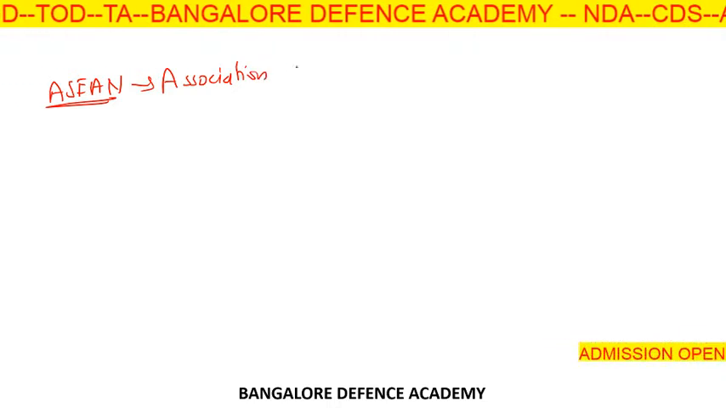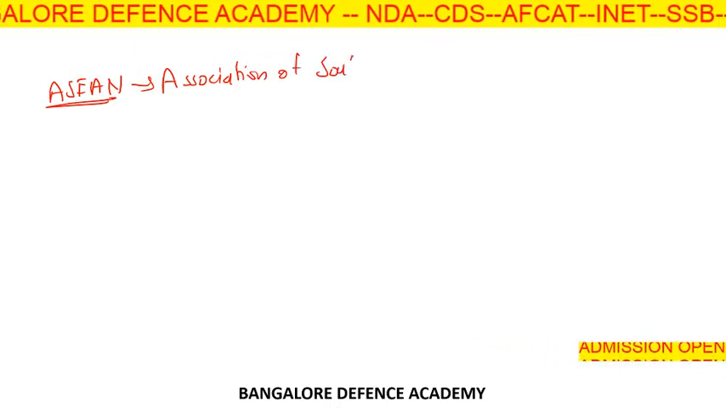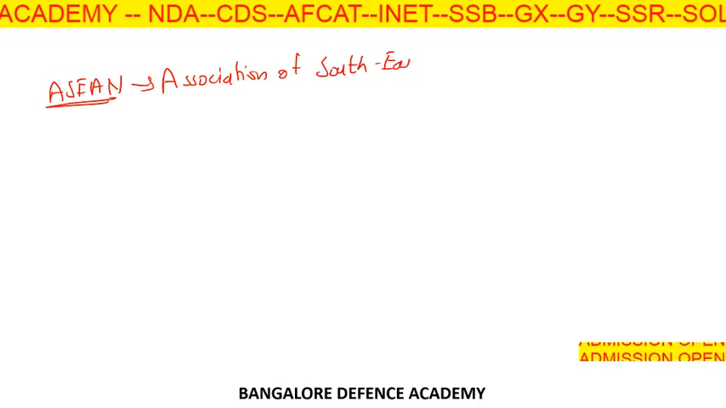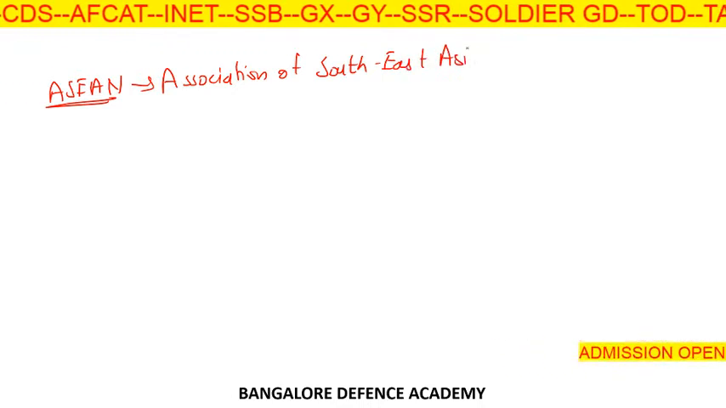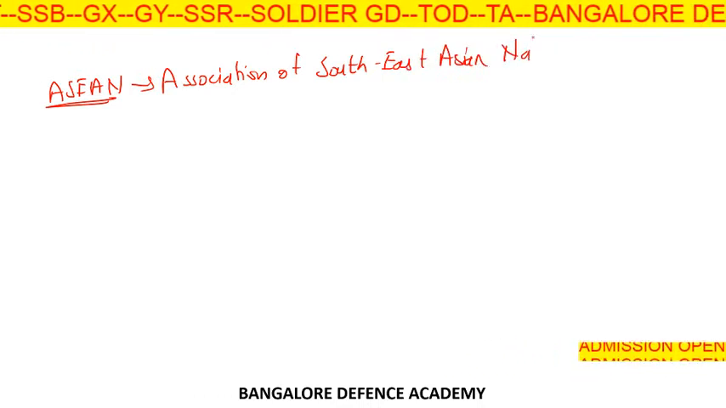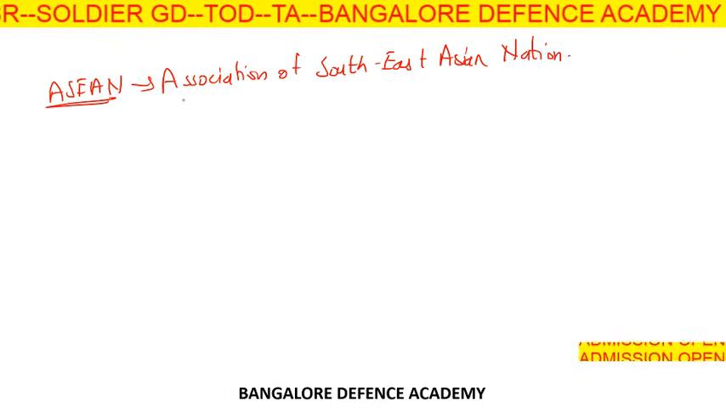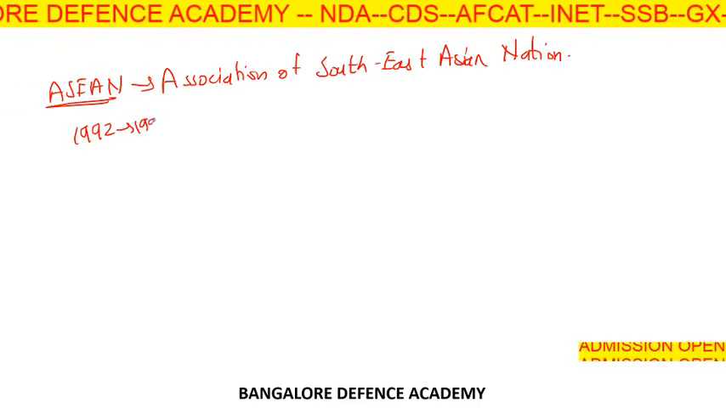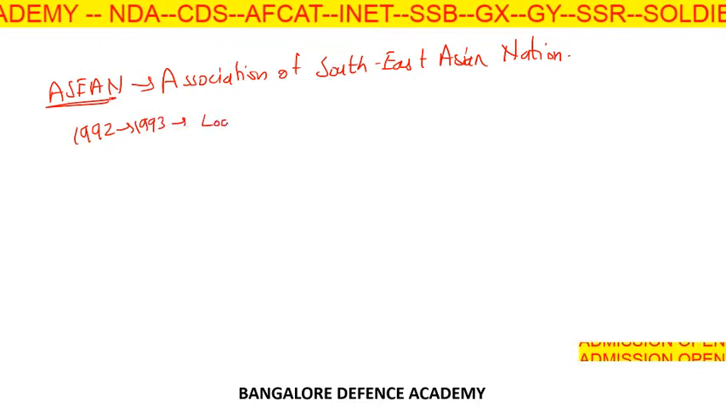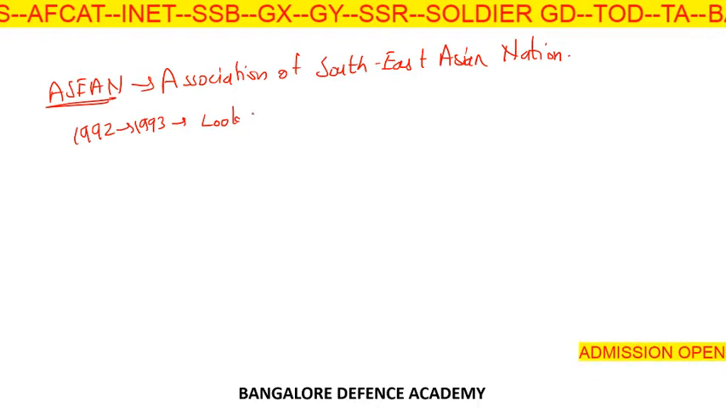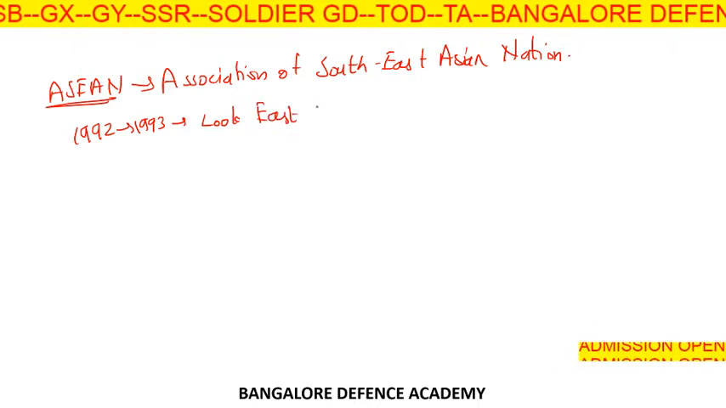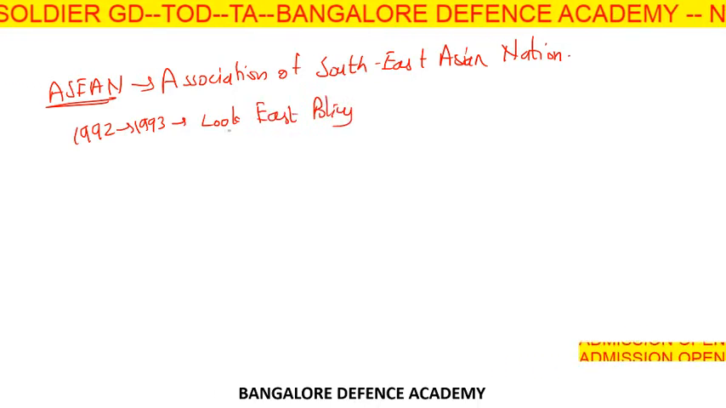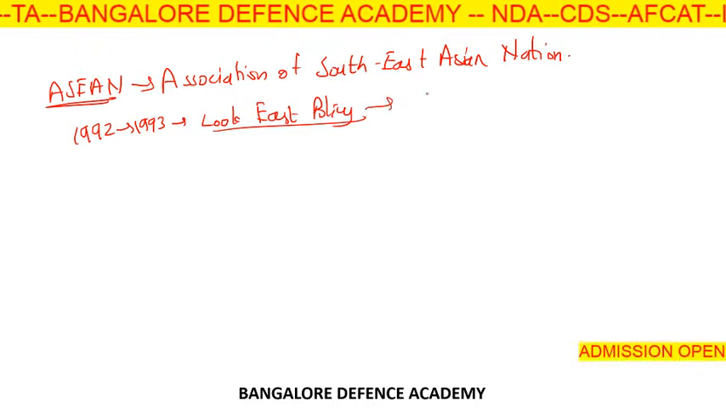Association of Southeast Asian Nations. India during 1992 and 1993 had planned something called the Look East Policy. According to this Look East Policy, India wanted to develop trade.